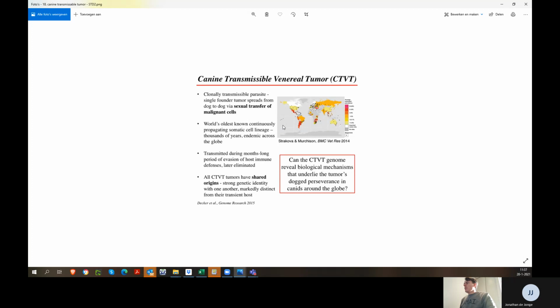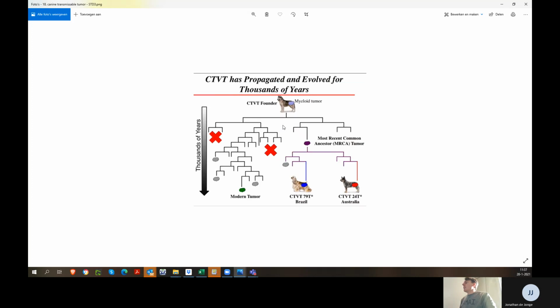And the last bullet is very interesting because all those canine transmissible venereal tumors, CTVT, share genetic identity. So is there one source, so to say? And here is more of a hypothesis. They have a modern tumor, and they ask, across those thousands of years, was there one founder? So it started with a dog in Brazil, an American Cocker Spaniel, if I see it correctly, and they found a dog in Australia.